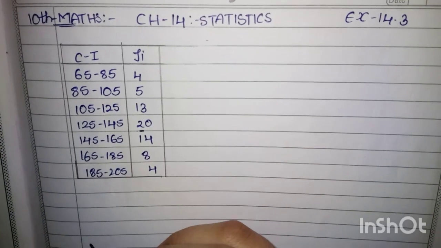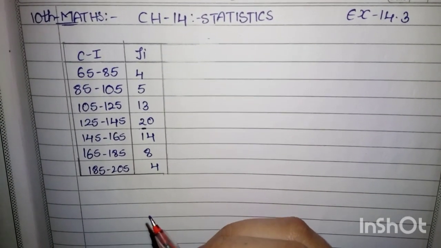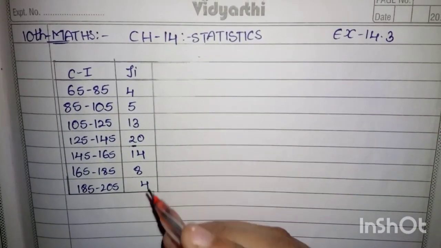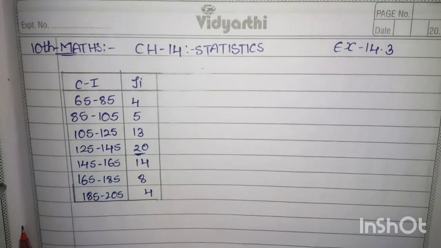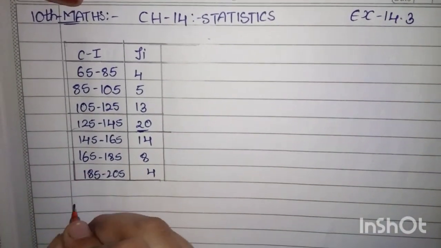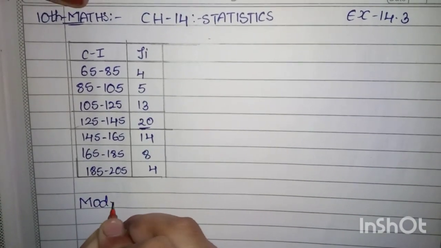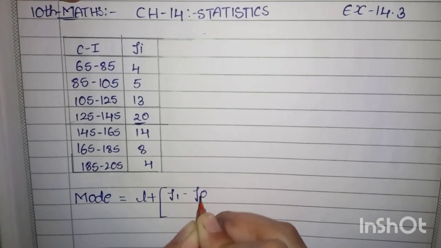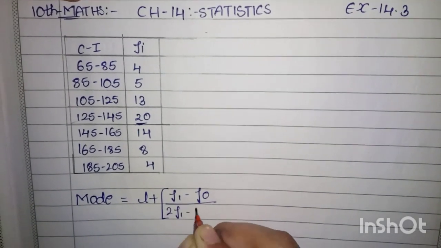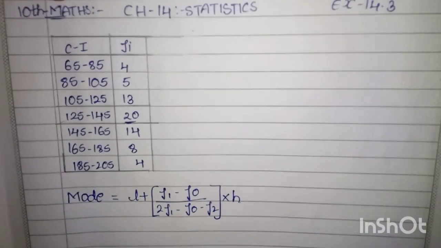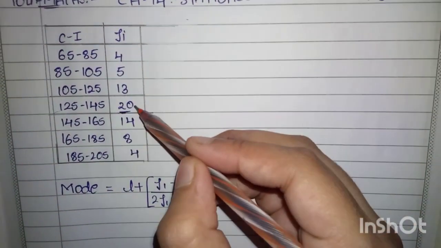For mode, first we have to make the modal class. So the modal class will be chosen based on the highest frequency. If you observe all this, the highest frequency is 20. So this will be taken as our modal class. Okay, so now I am finding the mode. Let me write the formula for this: L plus (F1 minus F0) by (2F1 minus F0 minus F2) into H. We have to find the values of all these from the modal class.